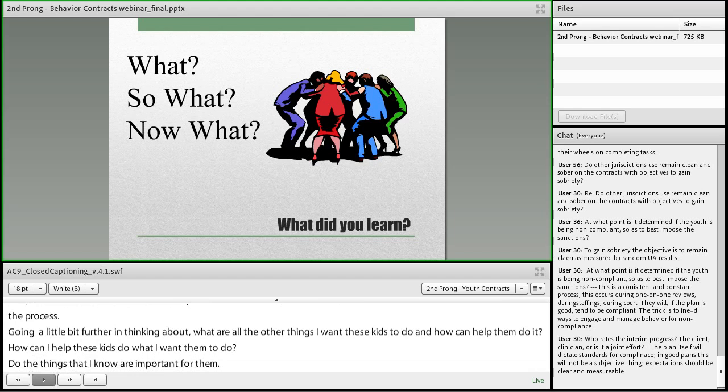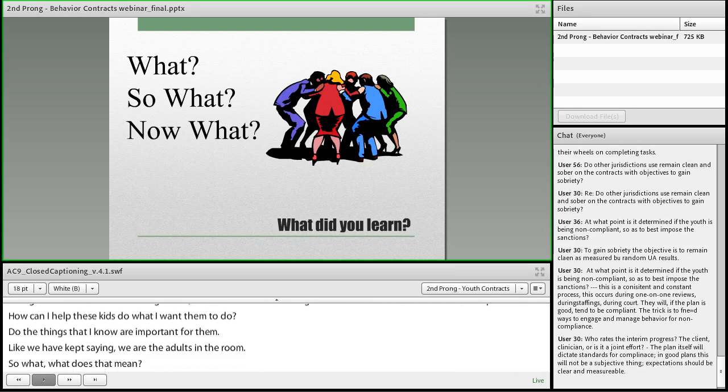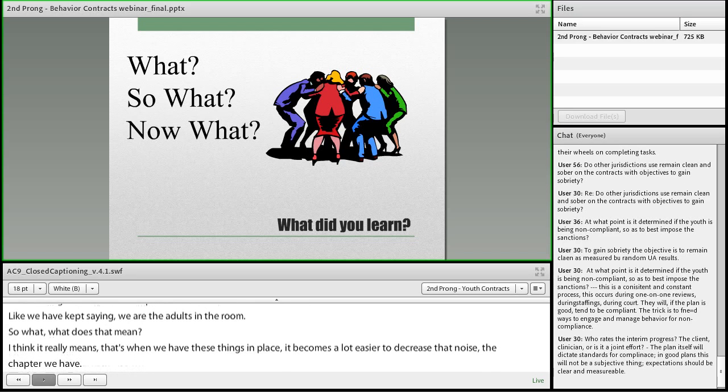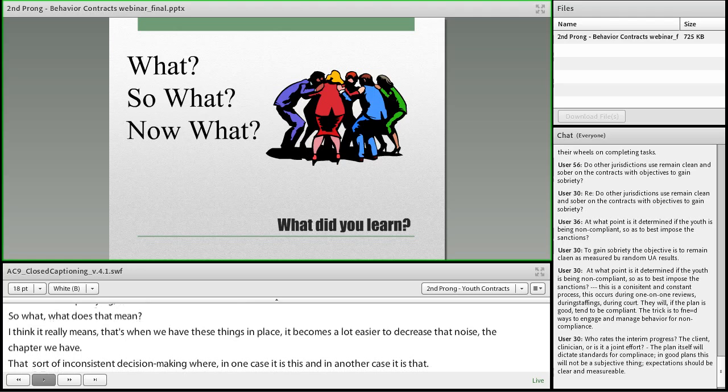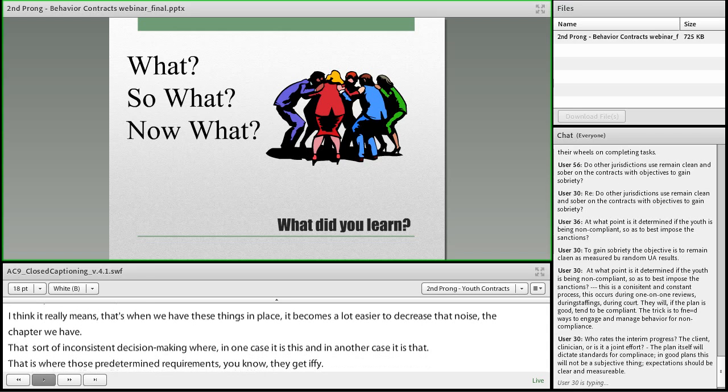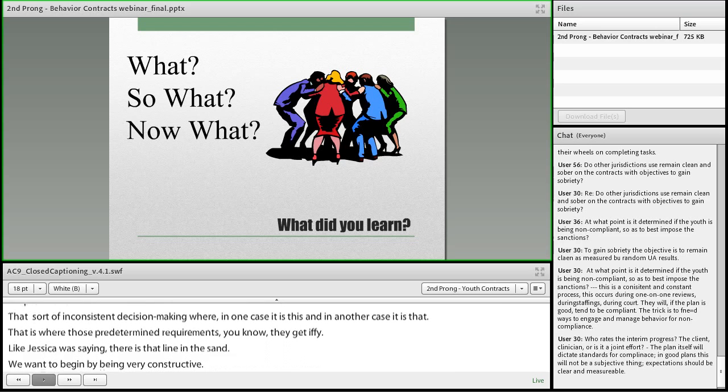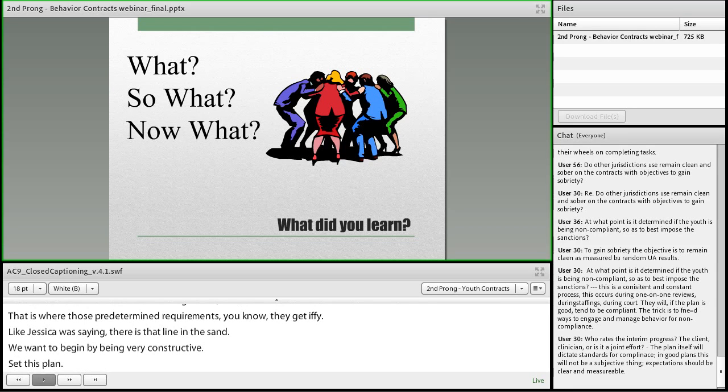But so what? What does that mean? I think it really means that when we have these things in place, it becomes a lot easier to decrease that noise, that chatter that we have in that pre-court staffing, that inconsistent decision making where in one case it's this and in another case it's that. And that's where those predetermined requirements get a little iffy because, like Jessica was saying, there's that line in the sand, and we want to begin by being very constructive. Set this plan. Remember, we like to construct plans. We like to-do lists. That's what people do. Let's help these young people do that. So that's the so what.